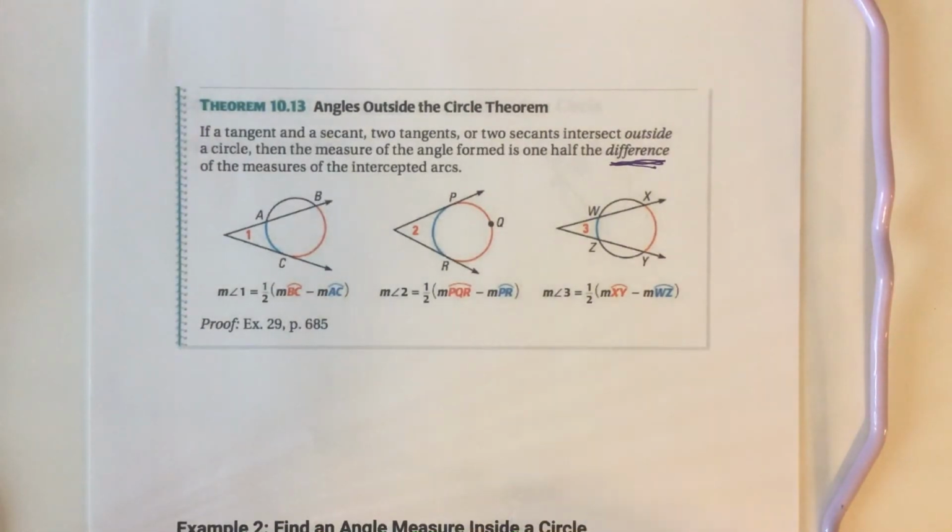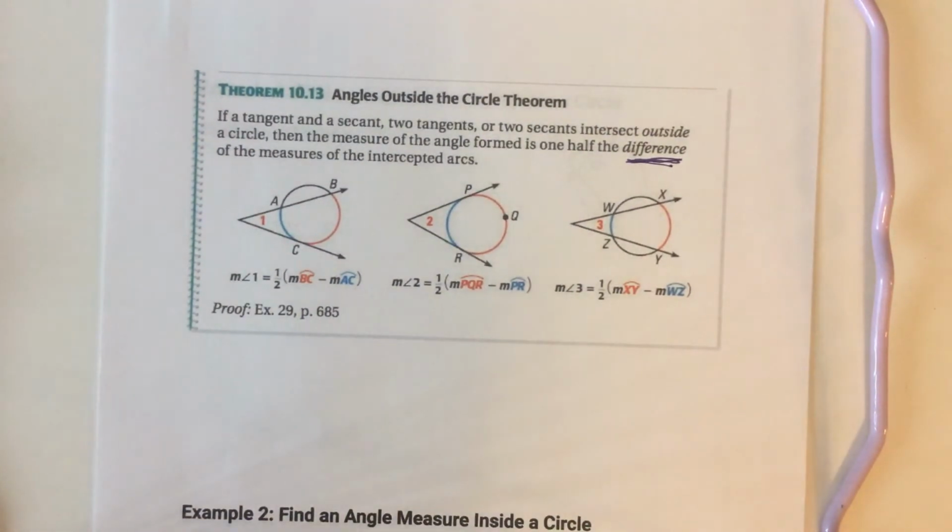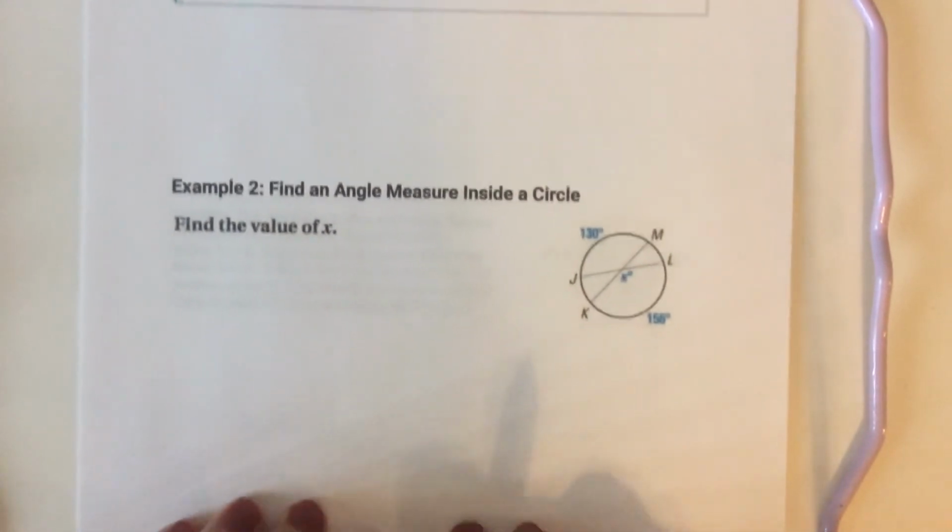So basically, if the chords intersect inside the circle, it's the sum. If they intersect outside the circle, it's the difference. That's really the only big difference here. Everything else kind of stays the same. That kind of formula format stays the same. So let's try a few examples here.